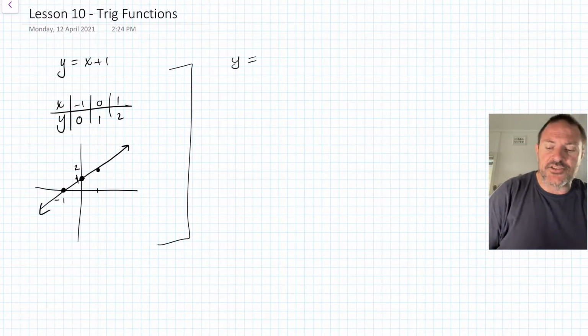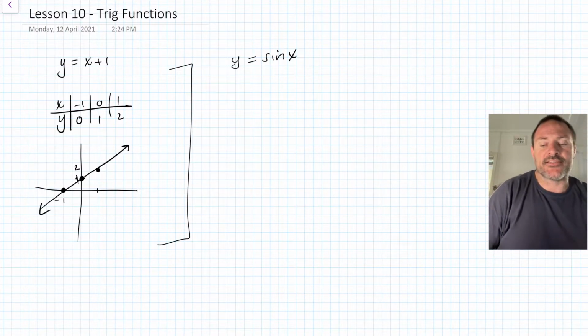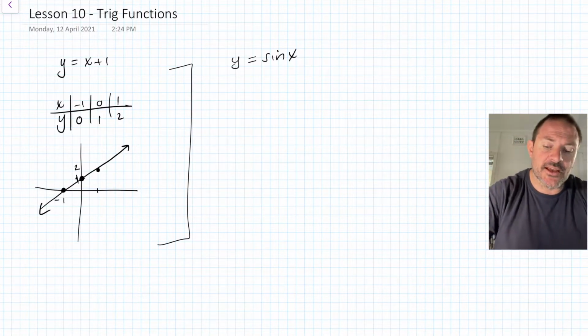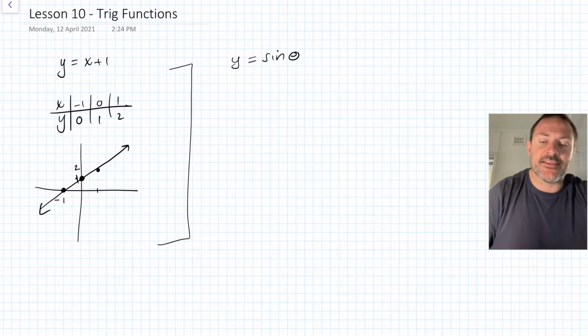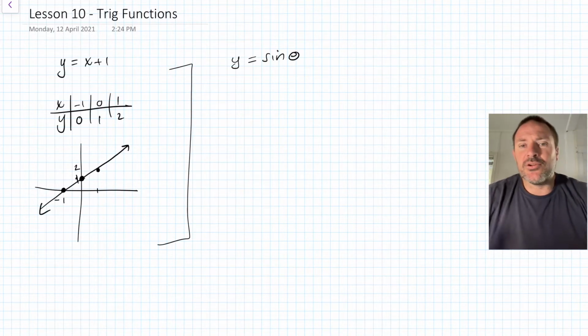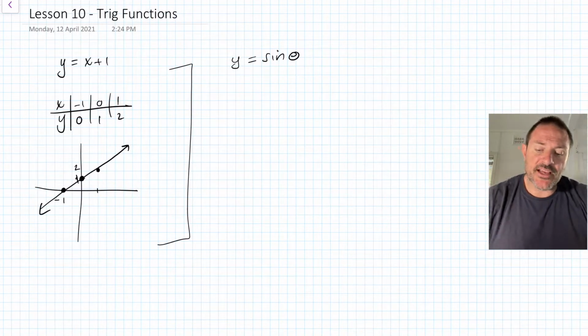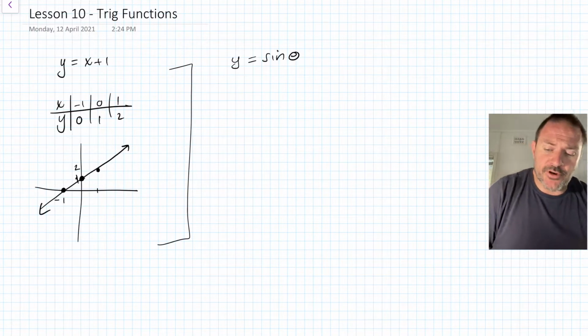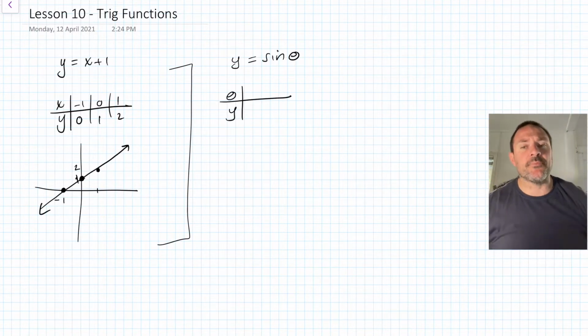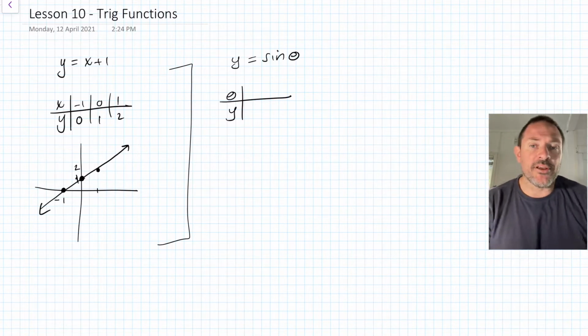What if I said to sketch a graph of y equals sine x, or graph of y equals sine theta? Let's go theta just so you can recognize that that's where my angle is. What if I say graph this? What's it going to look like? You might say, okay, I'm going to do a table of values. Instead of having the x on top, I'm going to put a theta. I'm going to put my y on the bottom. Okay, the problem's going to be, what do you now start putting for those values on the top part?